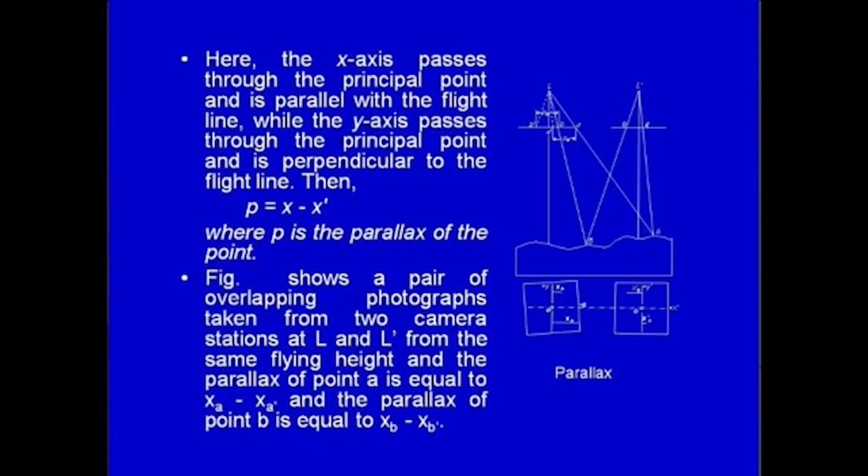The figure shows a pair of overlapping photographs taken from two camera stations at L and L dash from the same flying height, and the parallax of point A is equal to x A minus x A dash, and the parallax of point B is equal to x B minus x B dash.